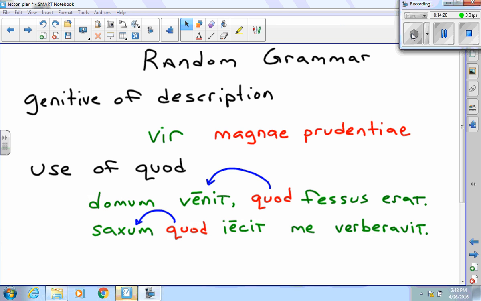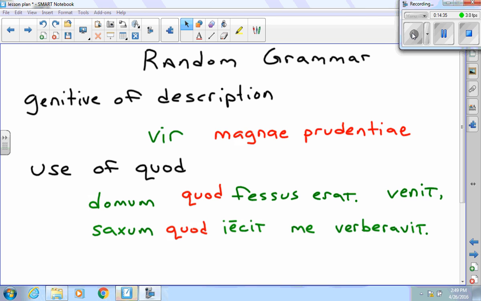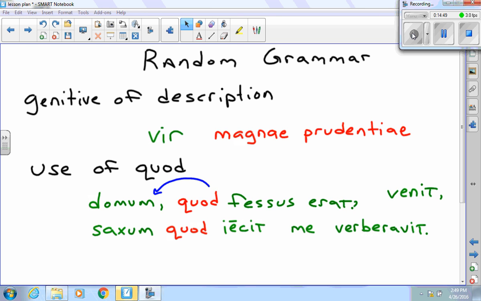Now don't rely on these commas. Latin is notorious for being able to move words around. So if I move this quod to here and put the verb at the end, and I make this a comma and I put a comma here, it's still because. There's nothing back here for it to modify that is neuter. So it's still, he came home because he was tired. Just because it moved a little bit doesn't mean it changed how it's being used.